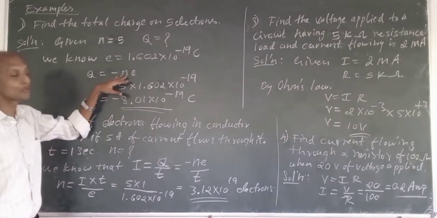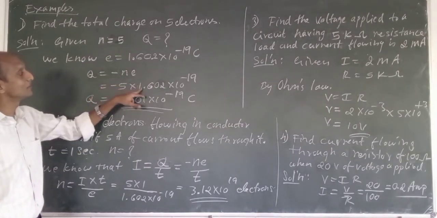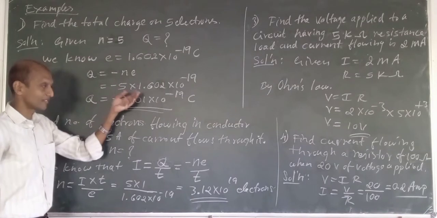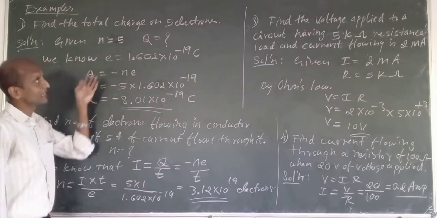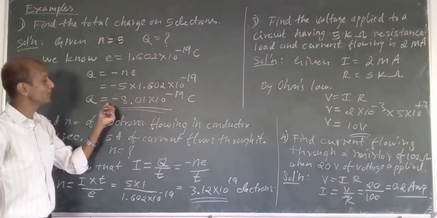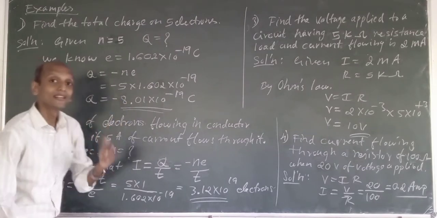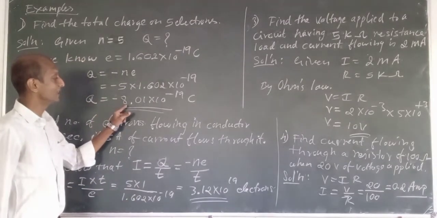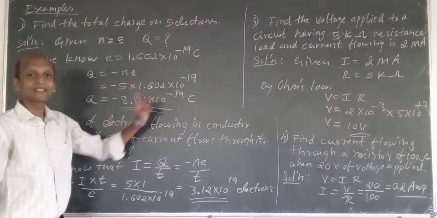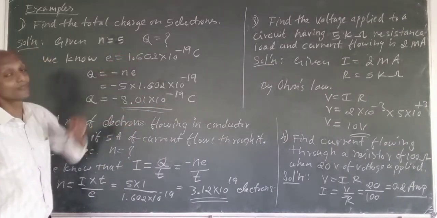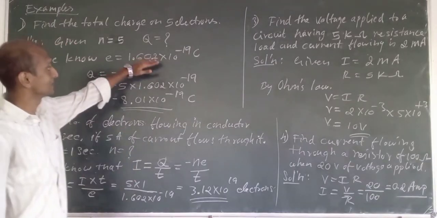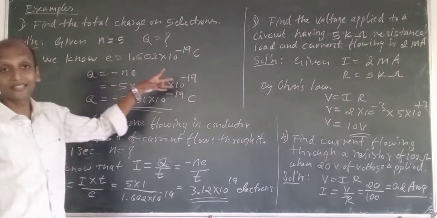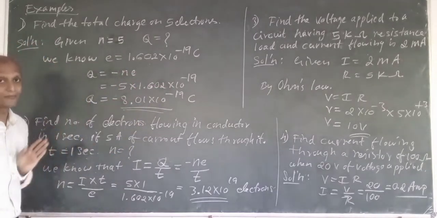So here we have to put in the values. Q is equal to 5 × 1.602 × 10^-19. After multiplying this, we will get the total charge carried by the 5 electrons, which is minus, the sign for negative charge, meaning electron charge. So it is -8.01 × 10^-19 coulombs, the total charge carried by 5 electrons. One electron has this much charge, and multiplied by 5 gives the total charge. So a very simple problem.